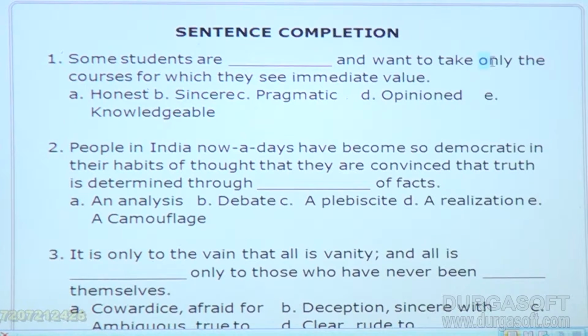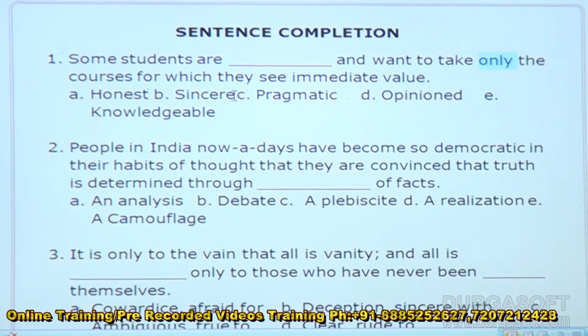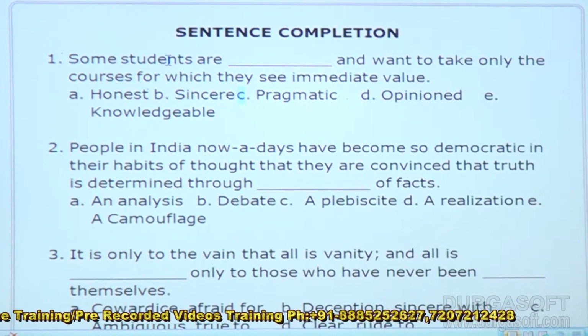Some students are sincere and want to take only the courses. Here the clue word is only. If you can understand this one, then it becomes so easy to answer the question. So some students are sincere. No, it is not related to this sentence.